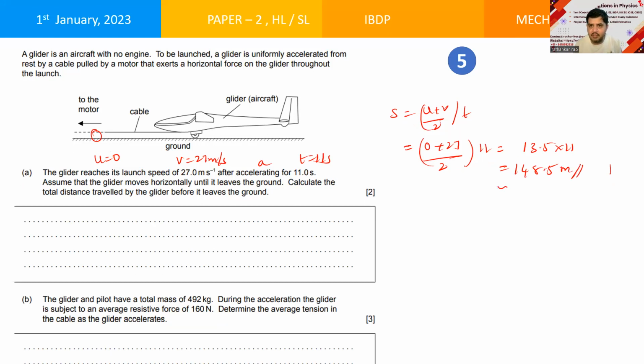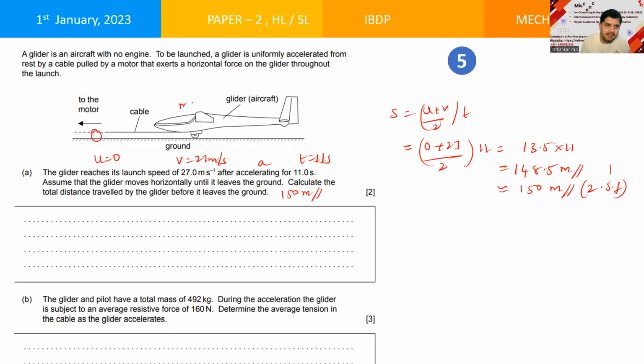Okay, now you see, two significant figures. So what should I do? This answer should be 150 meters. In bracket write it as 2 SF. So the answer is 150 meters. Right. The glider and the pilot have a total mass of 492 kg.